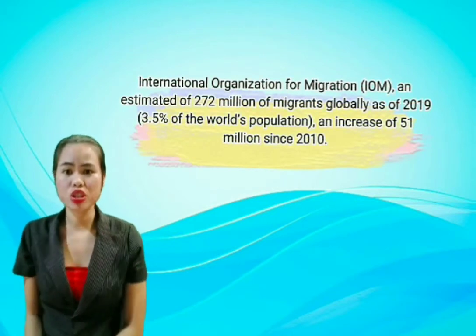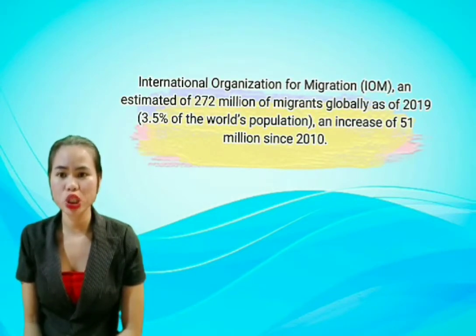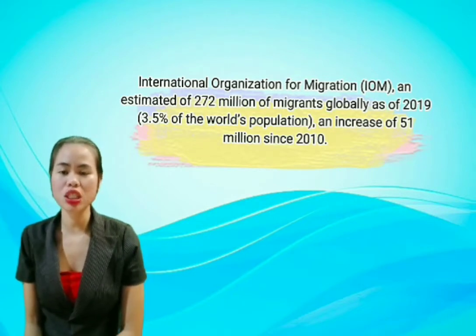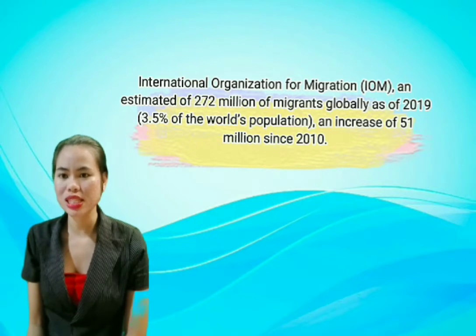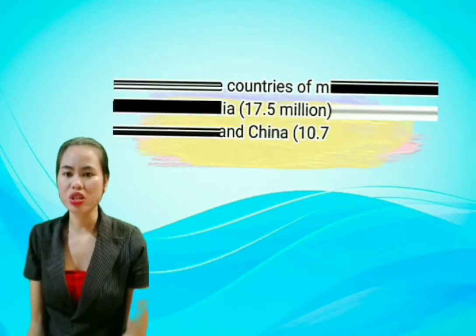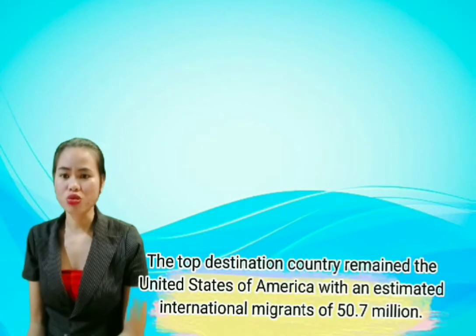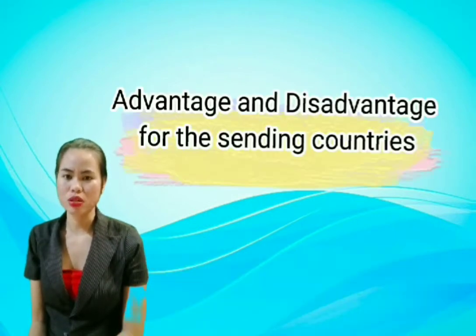According to the report of the International Organization for Migration, an estimated 272 million migrants globally as of 2019, 3.5% of the world's population, an increase of 51 million since 2010. The top three countries of migrants living abroad are India, 17.5 million, Mexico, 11.8 million, and China, 10.7 million. The top destination country remains the United States of America with an estimated 50.7 million international migrants.